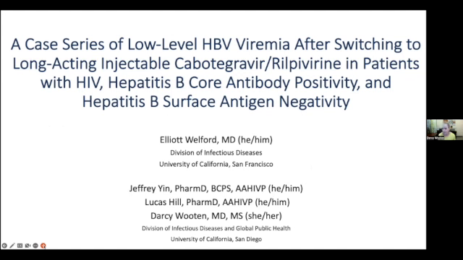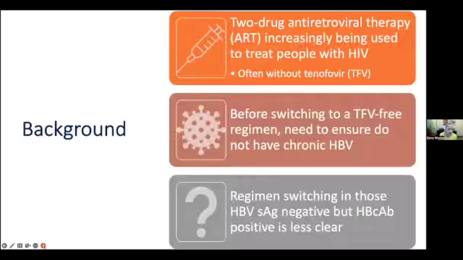I didn't mention the Beehive study was presented at ID Week 2022, as was this abstract, which was presented by one of our former ID fellows here, and was developed and worked on by our clinical pharmacists at the Owen Clinic, Drs. Yin and Hill, as well as myself. And this was a case series of patients who had switched to long-acting cabotegravir-rilpivirine, who were core antibody positive and subsequently went on to develop low-level hepatitis B viremia.